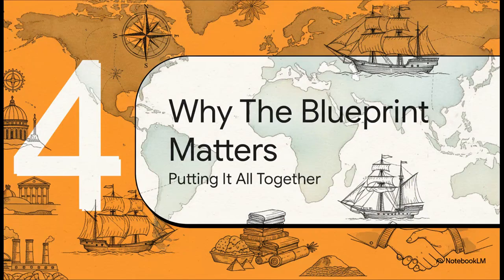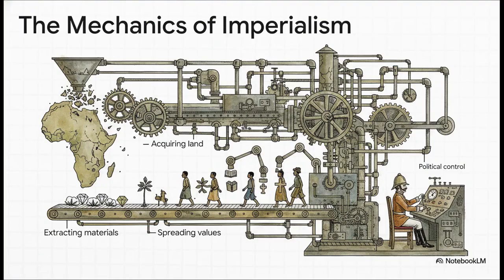So let's put all these pieces back together. You've got the blueprint, the different methods of control, the motivation behind it all, and what you get is a really clear, almost mechanical view of how this entire system of modern imperialism actually worked. So, to sum it all up, the system kicks off with acquiring land. Then, that land is used as a source for raw materials to fuel industry. To keep things running smoothly, Western values are introduced to encourage people to assimilate, and the whole thing is held together by political control, either directly or indirectly. That's the machine of imperialism in a nutshell.